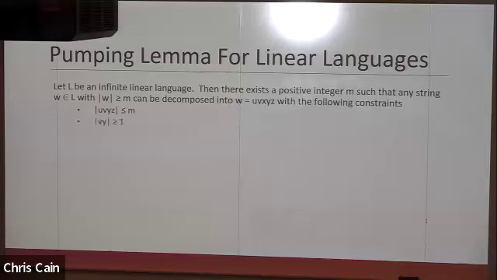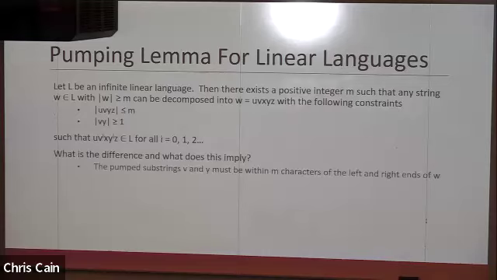And again, the length of vy has to be greater than or equal to 1, but now we know that the cycle, this recursion, is occurring in the first m productions of the grammar. So that means that we're going to get there by the time we've exhausted the productions, which is a useful thing that we can do. So what's the difference? Pump substrings would have to be within m characters of the left and right ends of w, which is very interesting.